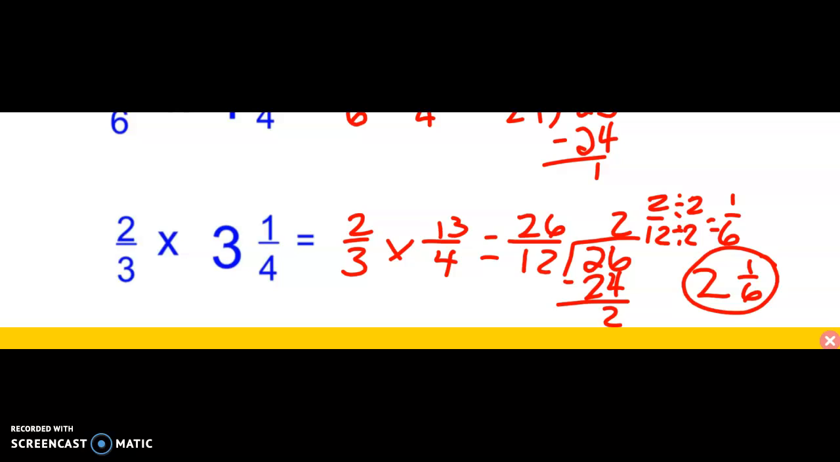If you would have reduced ahead of time, you would have ended up with 13/6, which whenever you fix that, you would have ended up with the exact same answer of 2 1/6. Okay, go ahead and pause and solve the next question.